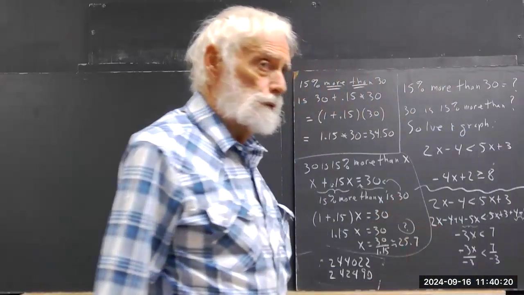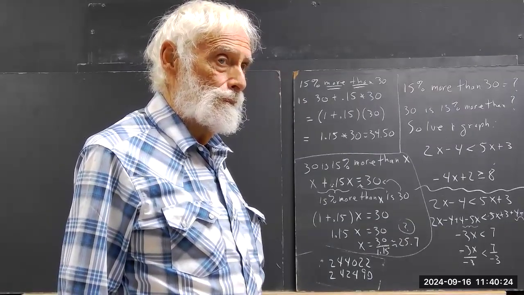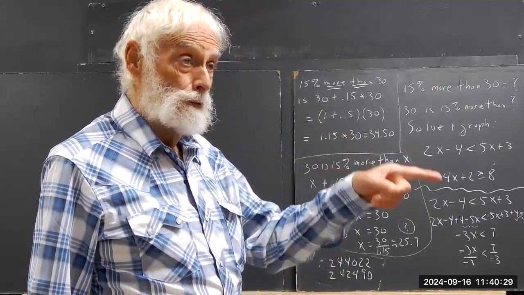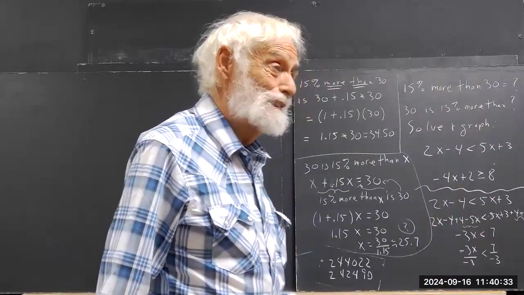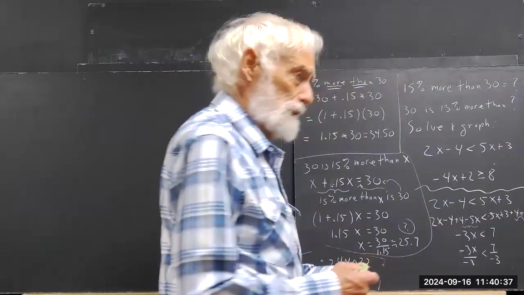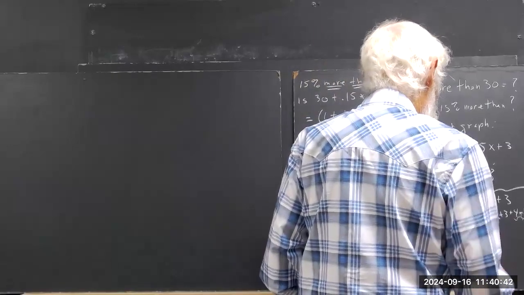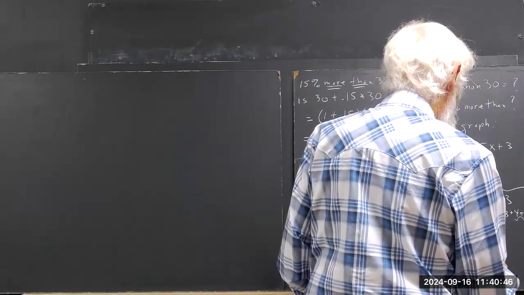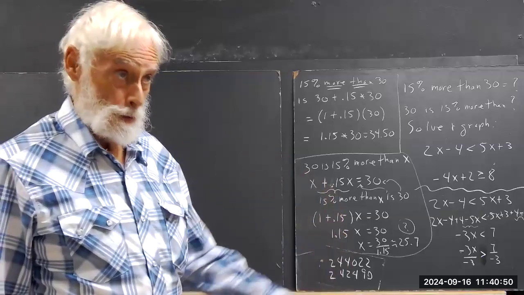Anything wrong with what I wrote down? Yeah, the one rule you have for inequalities, you got to reverse the inequality when you multiply or divide by a negative. I can read your gesture, not your mind, but your gesture. Okay, so we gotta make that greater than.